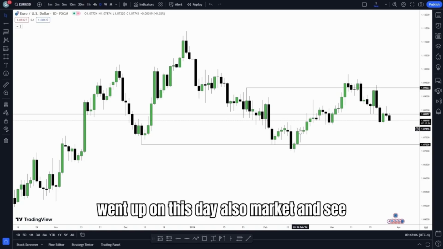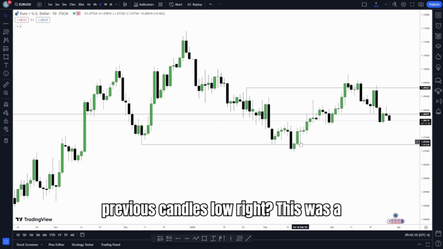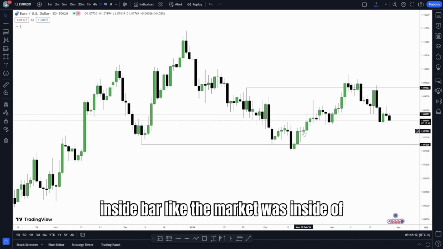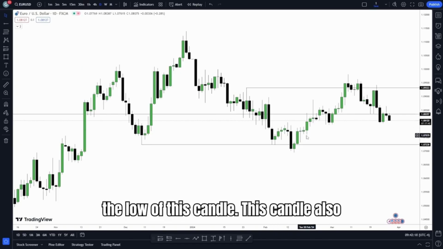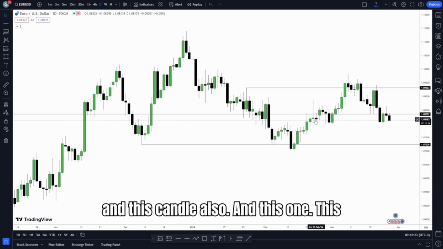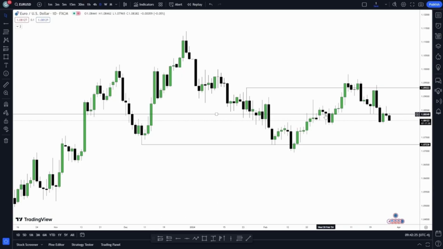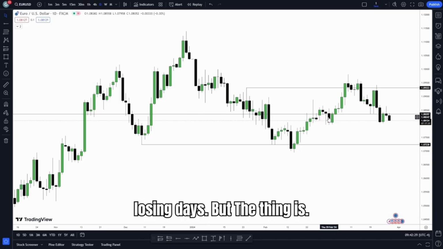Now on this day also, the market went up, on this day also the market went up, and see, this candle's low is not taking the previous candle's low, right? This was an inside bar, like the market was inside of this candle's range. This candle didn't take the low of the previous candle, and neither did this one, or this one. And these were the days when it took the previous day's low.